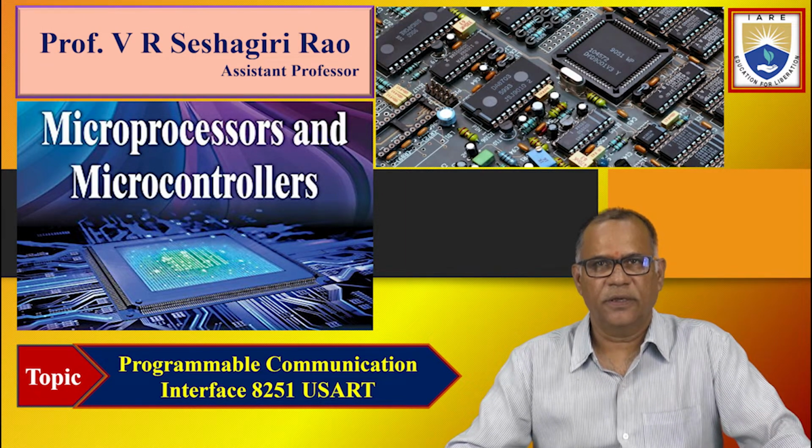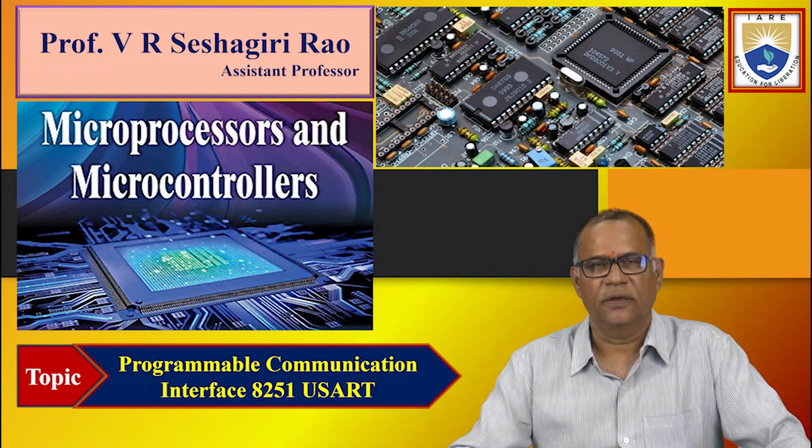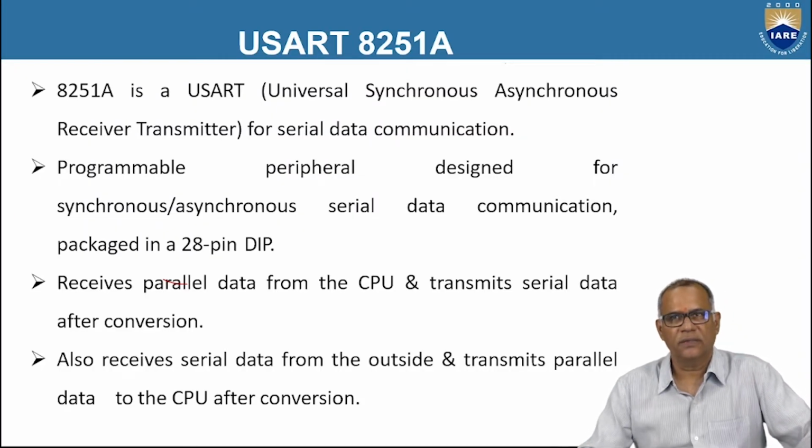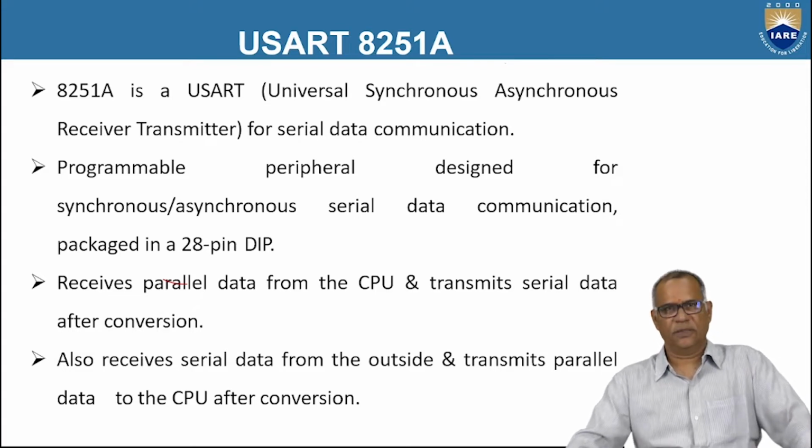So today the topic which I am going to cover is Programmable Communication Interface 8251 USART. USART means Universal Synchronous Asynchronous Receiver Transmitter. This is used for serial communication. Basically, the communication is of three categories: simplex communication, half duplex communication, and full duplex communication.